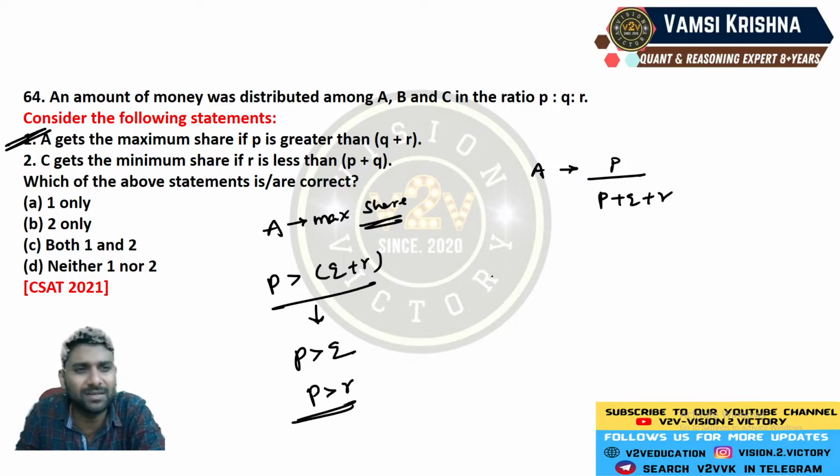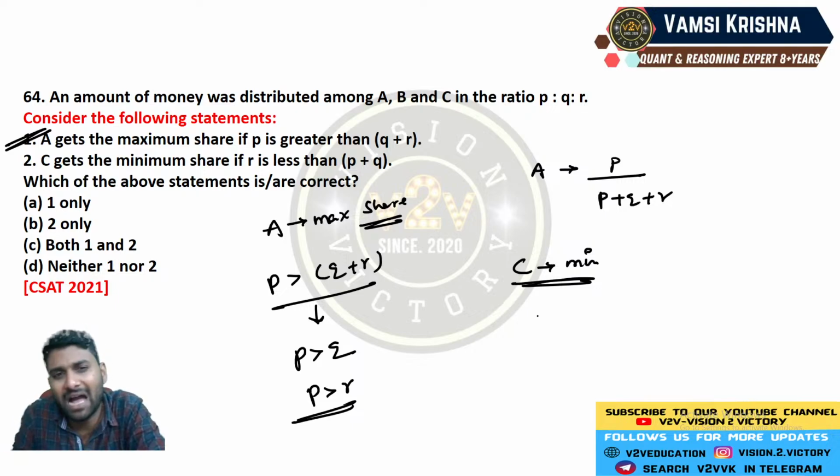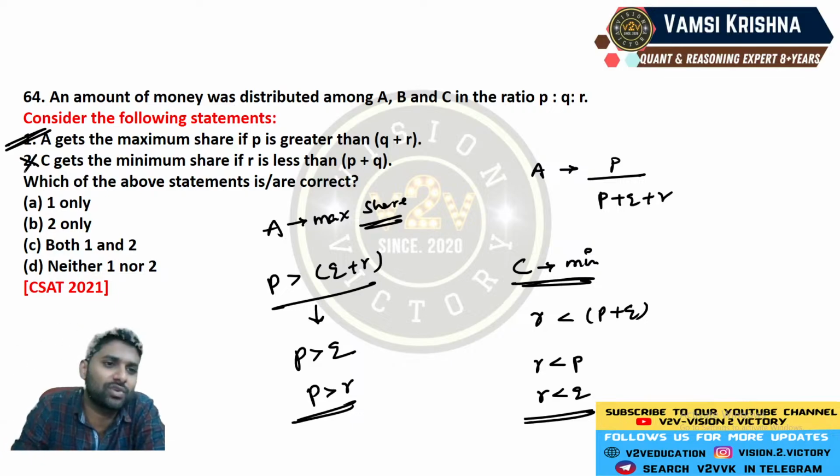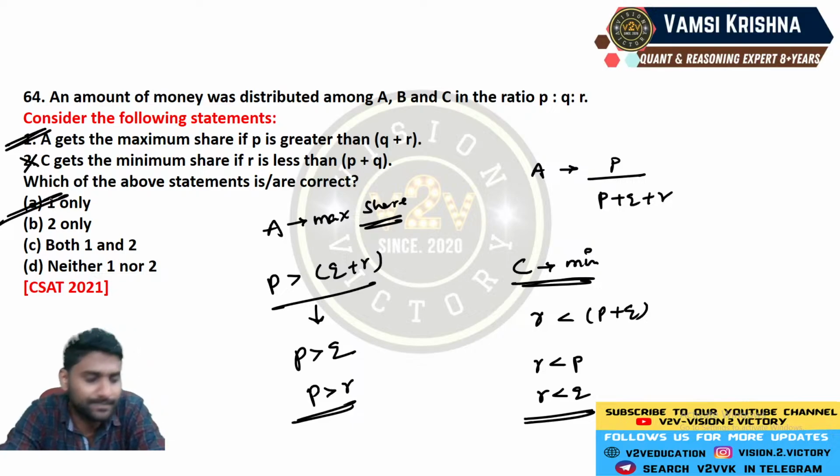What about the second data? The information says that C gets the minimum value and R is less than P plus Q. But see, if R is less than P plus Q, it does not mean R must be less than P and R must be less than Q. According to the condition, it is not at all possible. Why? Because there are many different possibilities you can get in the second information. That's why 2 is not at all possible. Answer 1 is possible.